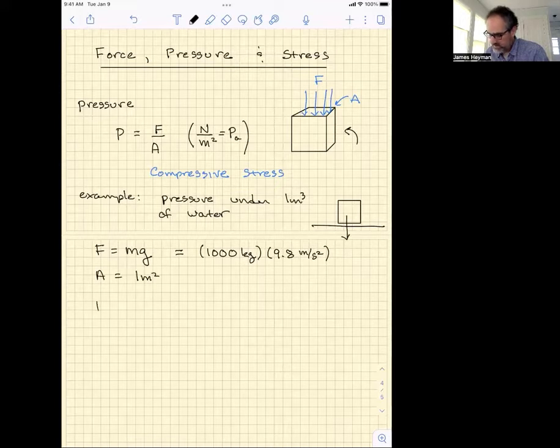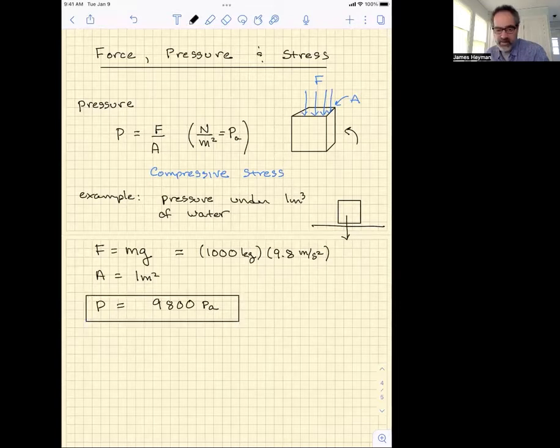And so the pressure is clearly the product of these two, 9,800, divided by the area, which is 1. And so we have 9,800 newtons per meter squared, or 9,800 pascals. I just wanted to make a box around the answer.